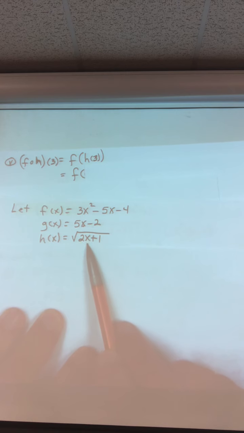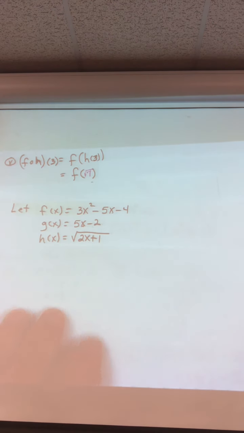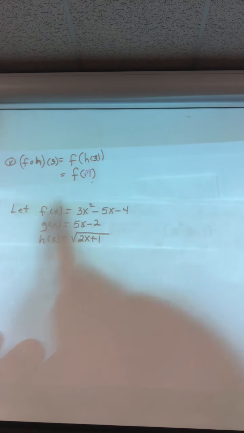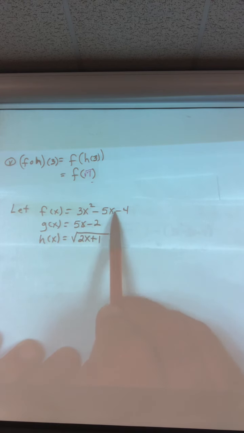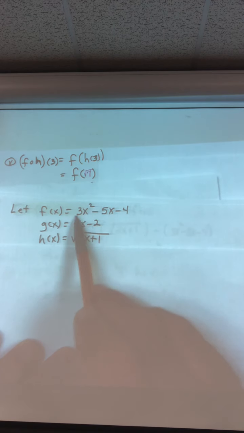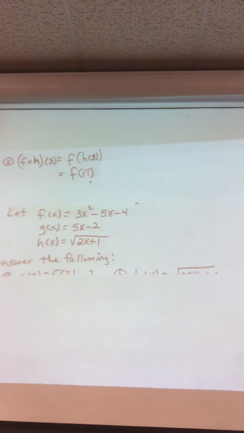So 2 times 3 is 6. 6 plus 1 is 7. It's the square root of 7. I cannot get the square root of 7, so I'll leave it like that. Now, come to the F function, which is right here, and in X's place, right here and right there, put square root of 7. So it's going to be 3 times the square root of 7 squared minus 5 times another square root of 7 minus 4. And that's the next line.